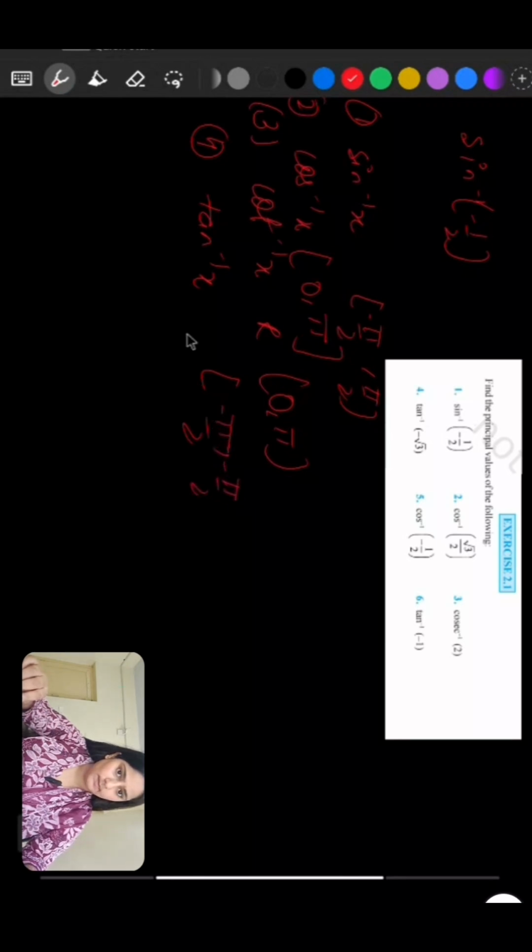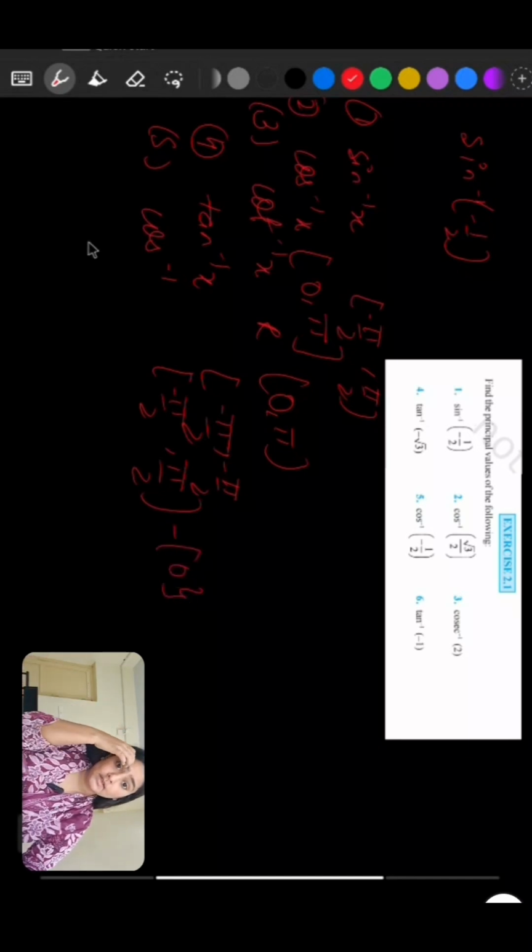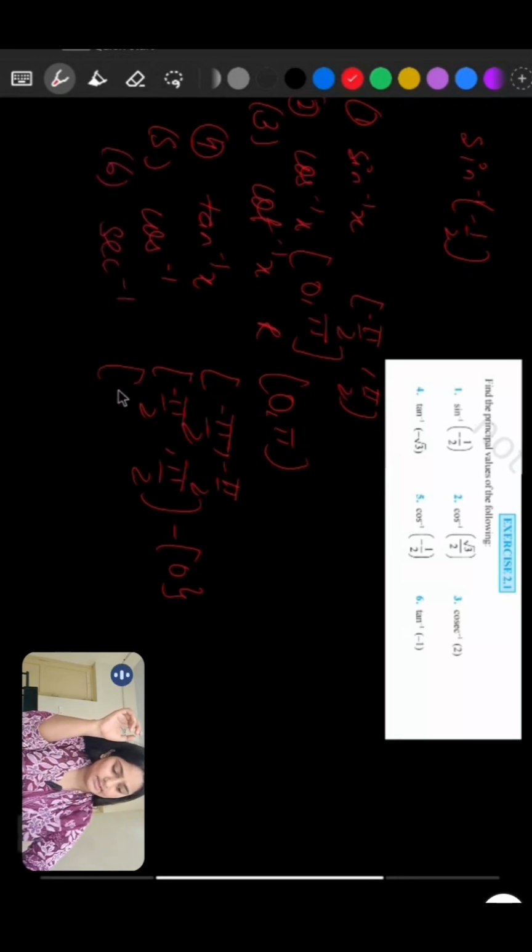So this is common. The fifth one is cosec inverse, and the range is minus pi by 2 to pi by 2, but 0 is not included there. And the sixth one is sec inverse, and the range is from 0 to pi, where pi by 2 is not included.